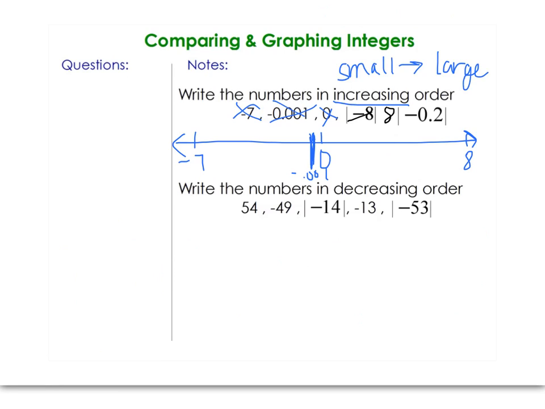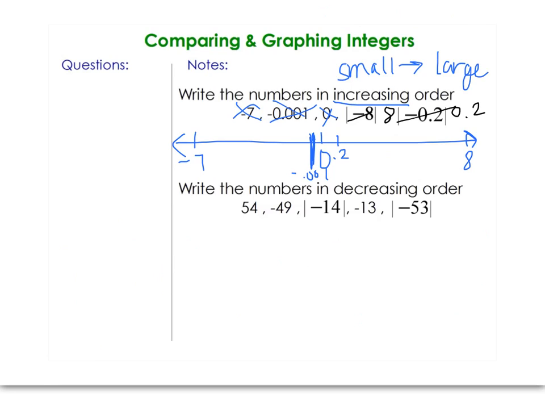What's the absolute value of negative 0.2? Well, negative 0.2 is 0.2 units from 0, so the distance is actually positive. Oh, not 0.2, just positive 0.2. So if I do that on my number line, it's right there next to 0. So that's all this is wanting you to do.